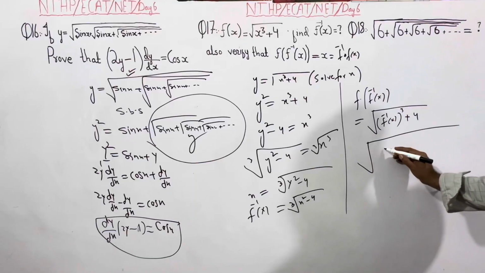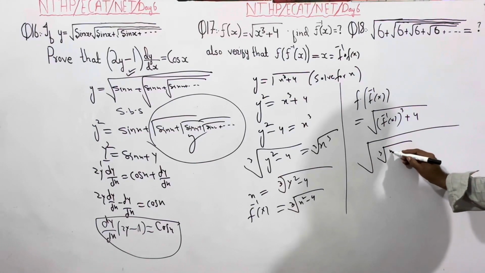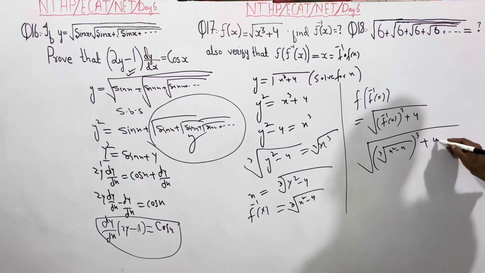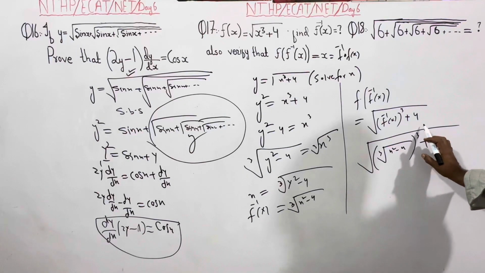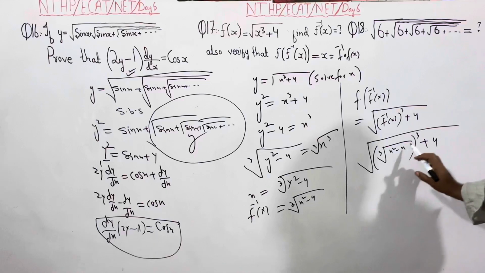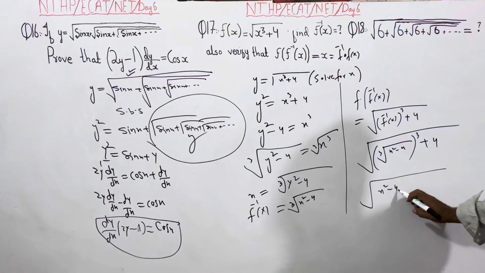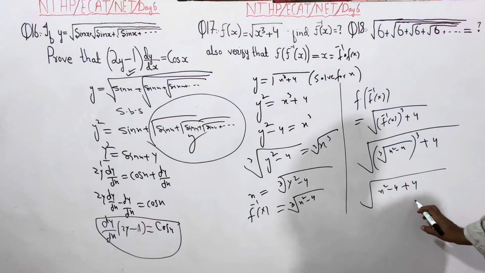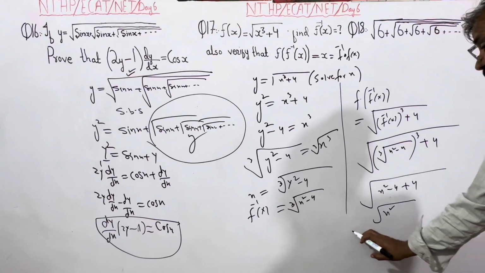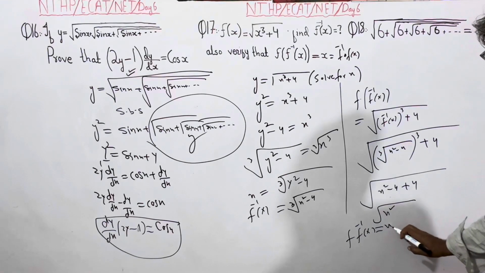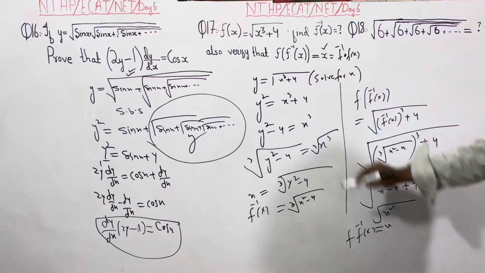It is cube root of x square minus 4, raised to cube, plus 4. Cube and cube root cancel out, we have x square minus 4 plus 4, the 4s cancel out, we have only x square, and the function and inverse composition results in x. That we have to prove.